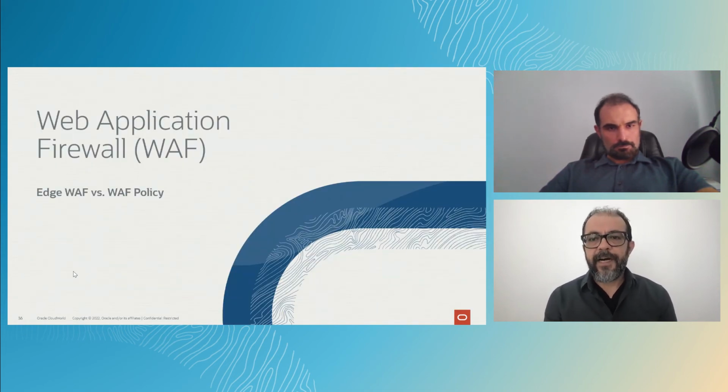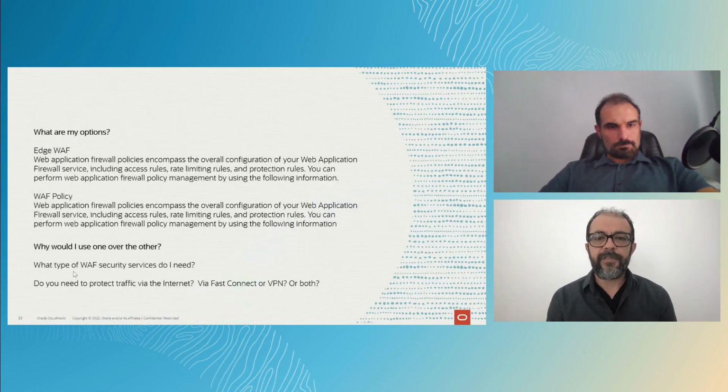OCI Web Application Firewall service is a regional-based and edge enforcement service that is attached to an enforcement point, such as a load balancer, whether it's an application or a network load balancer. WAF is going to protect our applications from malicious and unwanted traffic, both from the internet or from the on-premise locations. So what are my WAF options in OCI?